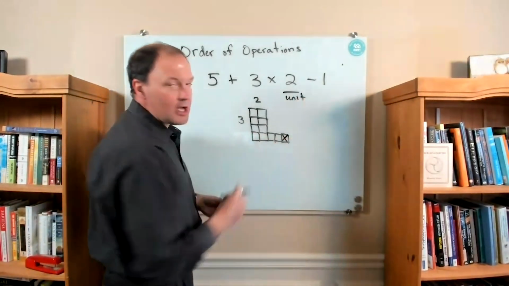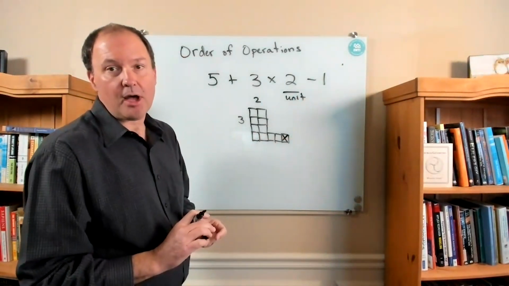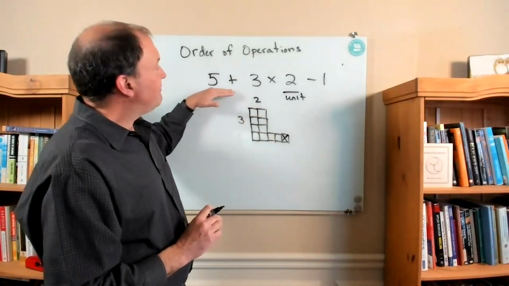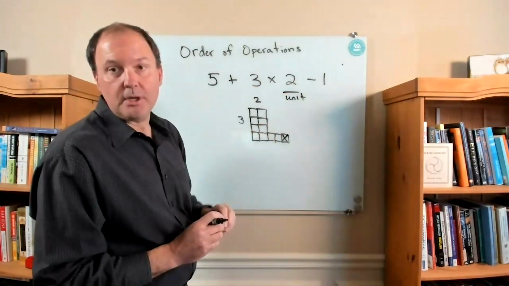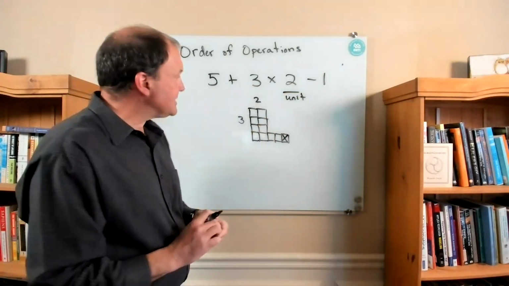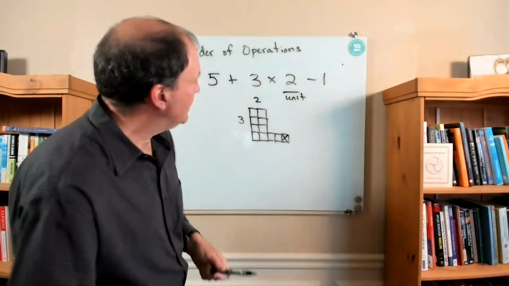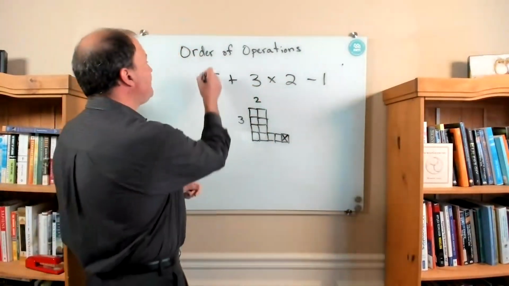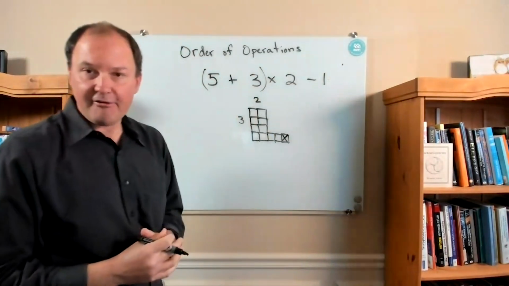So now we can cross off one of those chairs that we placed at the bottom to give us an iconic model of this expression, 5 plus 3 times 2 minus 1. Now, as we're thinking about this, let's just adjust this a little bit. Let's go up to our expression. Let's pretend there's some parentheses around the 5 plus 3.